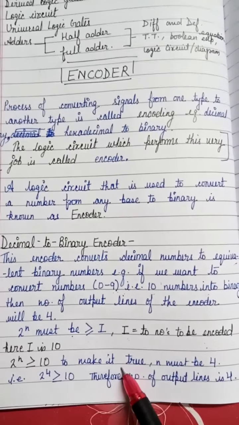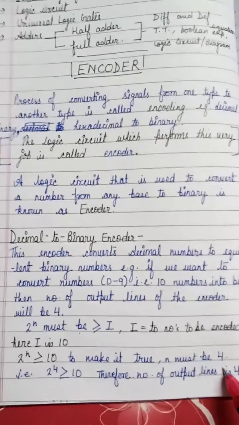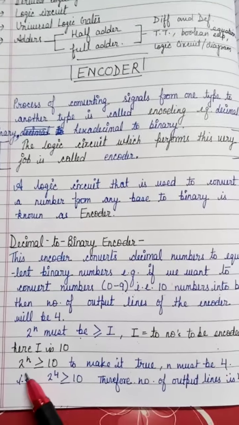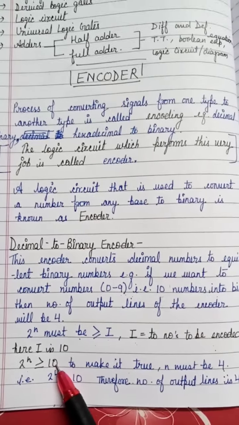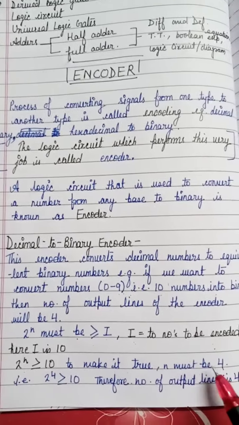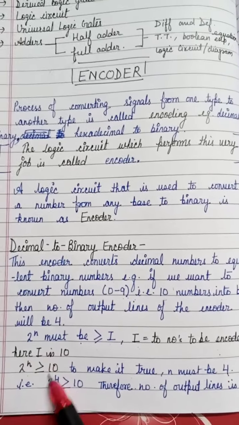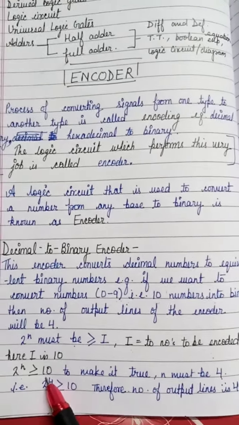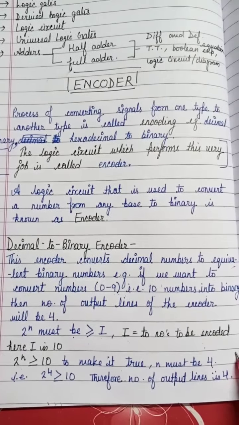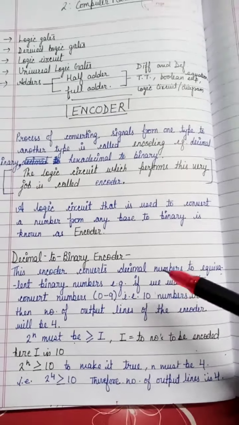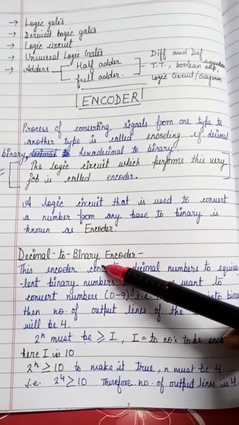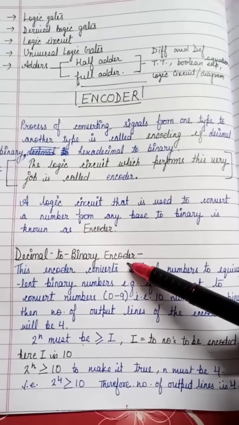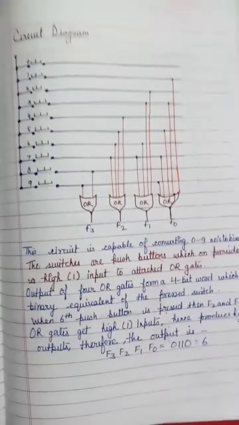Now to make it true, n must be 4. 2 to the power 4 is greater than or equal to 10. If we take the value of n as 4, then this condition will be satisfied. Therefore, the total number of output lines in a decimal to binary encoder will be 4 output lines and 10 input lines.